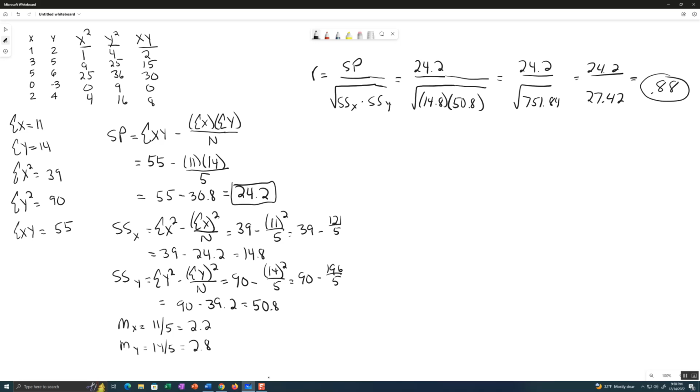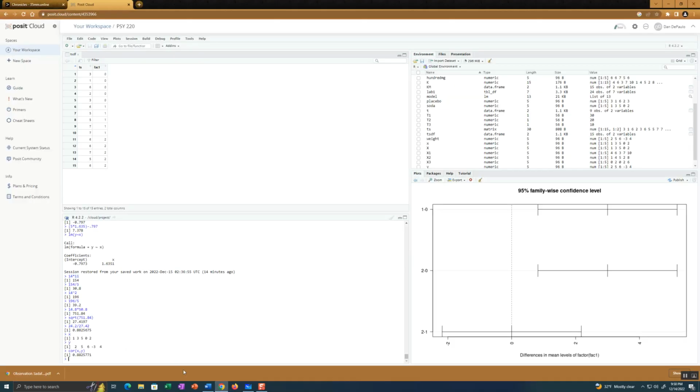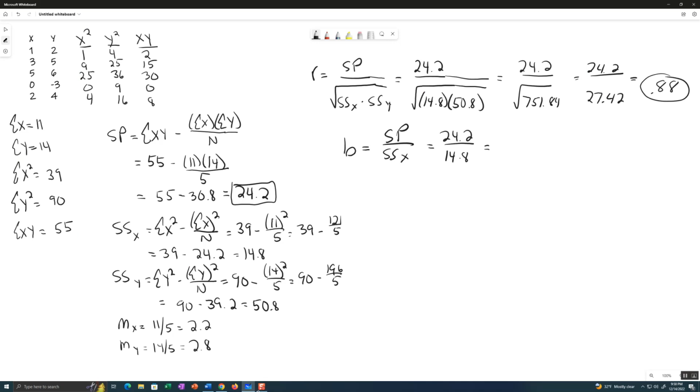And that's our correlation. Now to convert this into the regression, we need to find B, which is the slope. And we know that B is equal to SP over the sum of squares of X, which in this case is 24.2 over 14.8. 24.2 over 14.8 gives us 1.635.